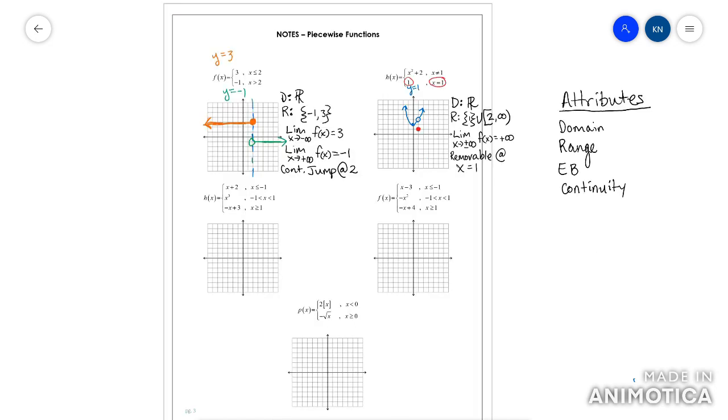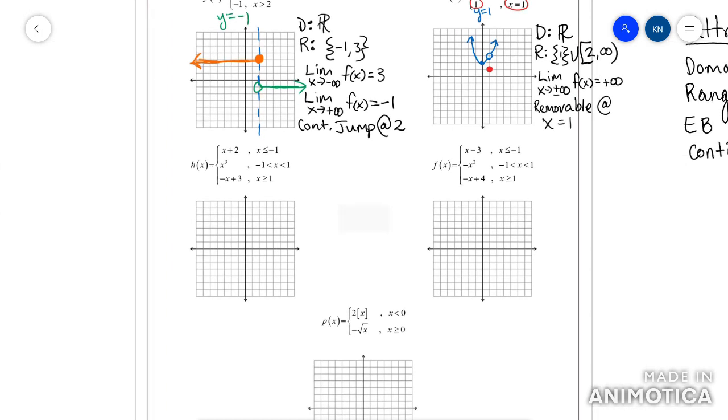Okay, these bottom three, we'll start with this one on the left. It's going to have 3 sections of line. So the first break is going to happen at -1. The second break is going to happen at +1. So the first thing I'm going to do is graph this section of line. Everything that's less than or equal to -1 is going to be this x plus 2 equation. So if I graphed it without restricting its domain, it would look something like this.